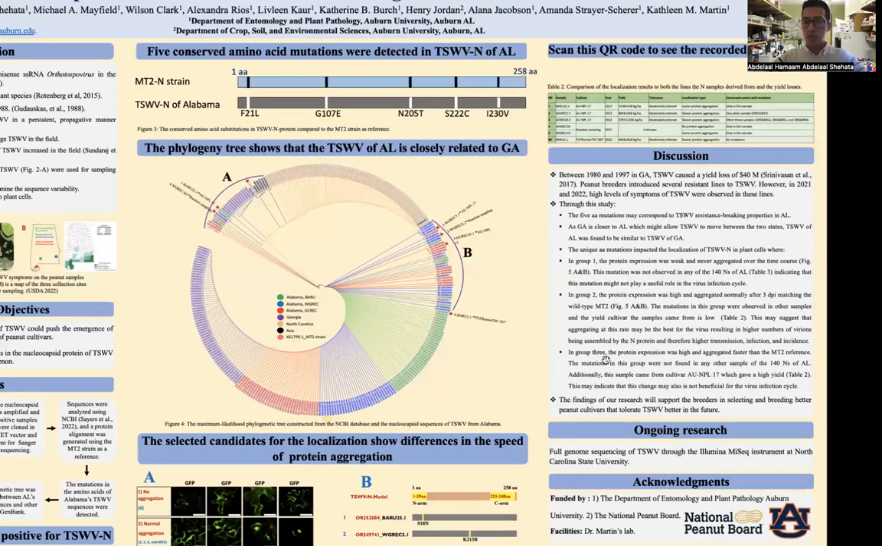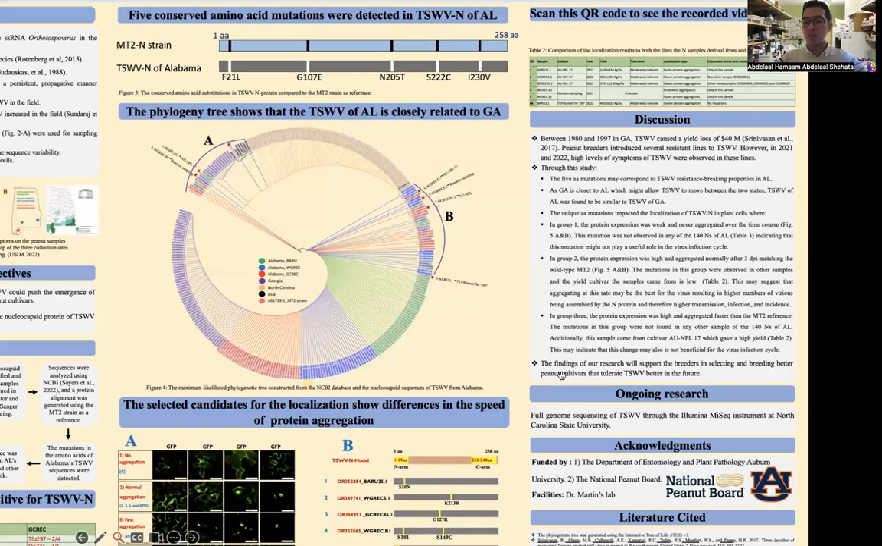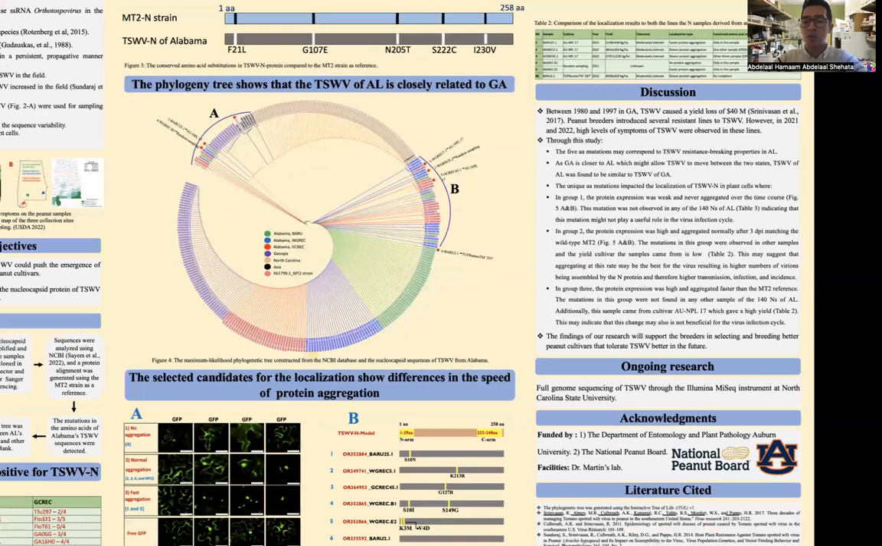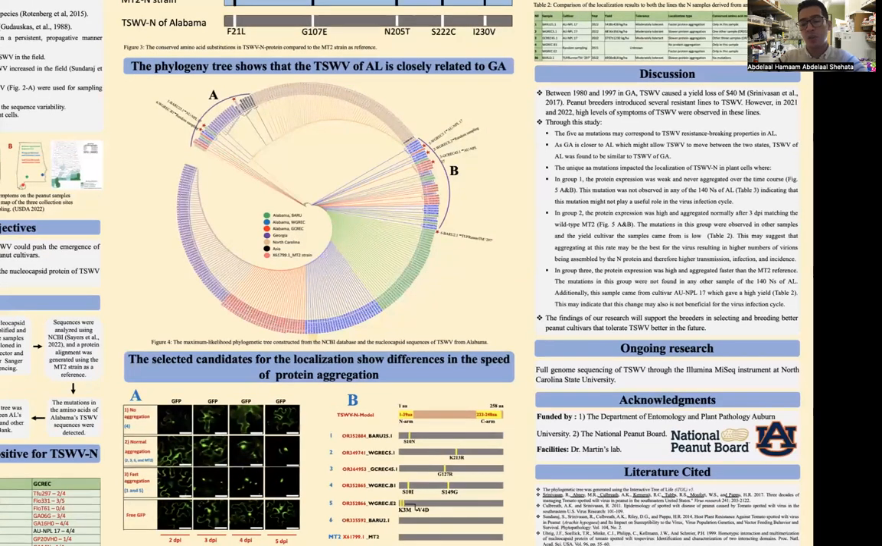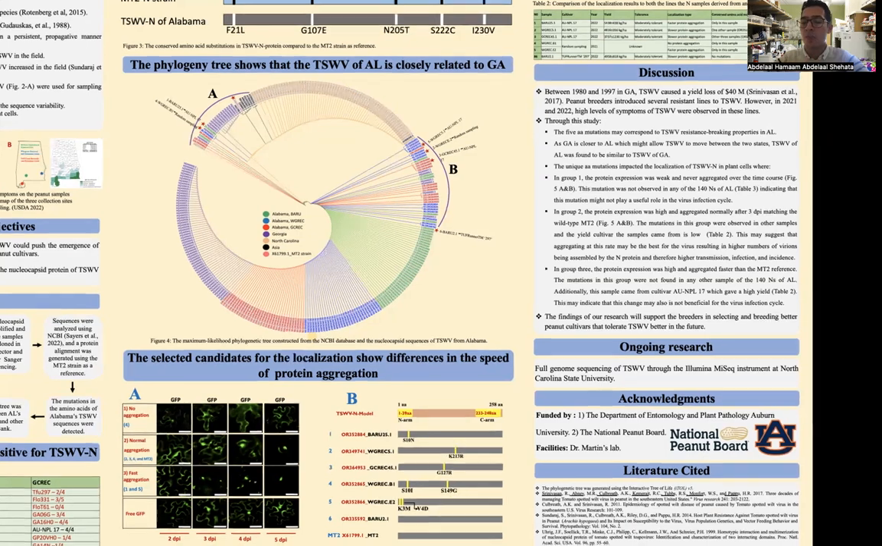So how does this study help? These findings should help the peanut breeders to breed for resistant lines in the future. So they will breed better resistant lines that will resist the virus more in the future, hopefully. The ongoing research right now is full genome sequencing, not just one gene as we did, but the rest of the genome, and we're going to see if it has mutations or not.